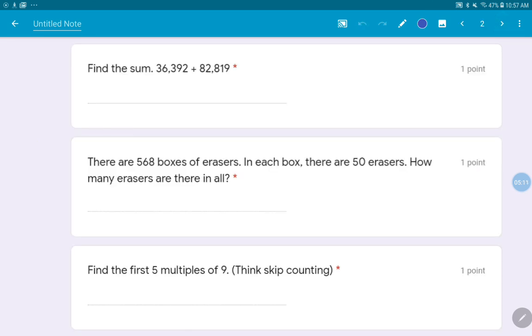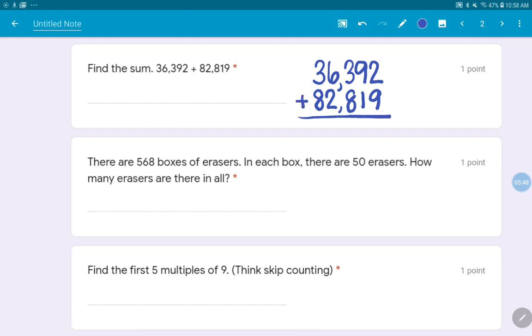All right, let's look at the next one. We're finding the sum: 36,392 plus 82,819. Christopher, how do we solve this one? I didn't get to that one. Okay, so how would we solve it? You would line them up. Okay. Put 36. Is this what you mean by line them up? Okay. I've made sure my place values match.